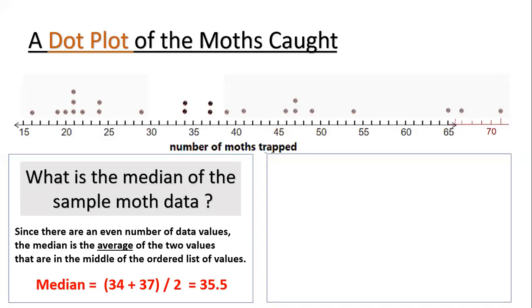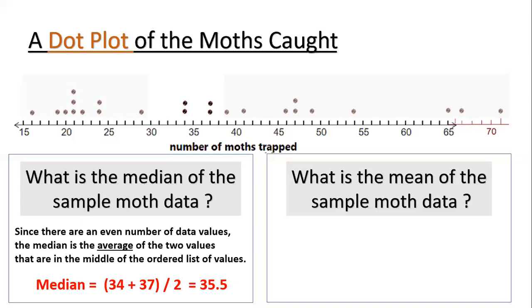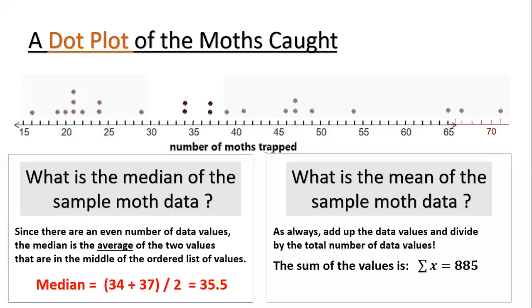That's our median number of moths caught for this particular experiment, or observational study, rather. What is the mean of this sample moth data? What is the average? Well, if we total up the number of moths caught over all 24 nights, we're going to find out that 885 moths were caught altogether over the course of this study.